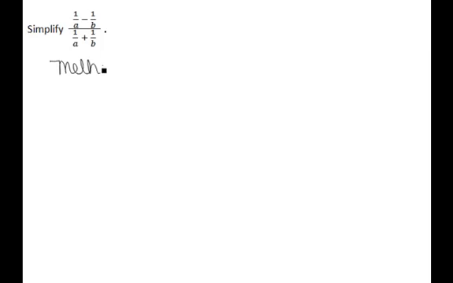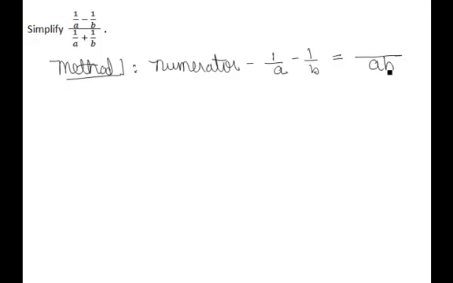we'll call that method 1, is essentially to turn this problem into a division of two fractions. So to do that, we need to take both the numerator and the denominator and write them as a single fraction. So our numerator, 1 over a minus 1 over b, I want to write that as a single fraction. And there we would have a common denominator of a times b.